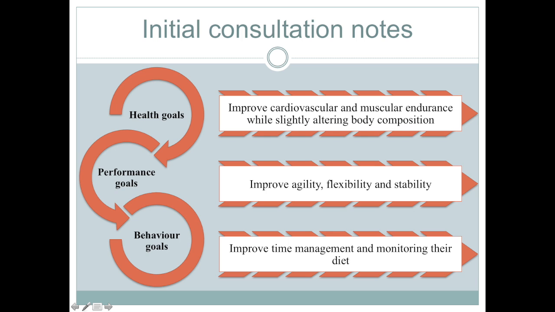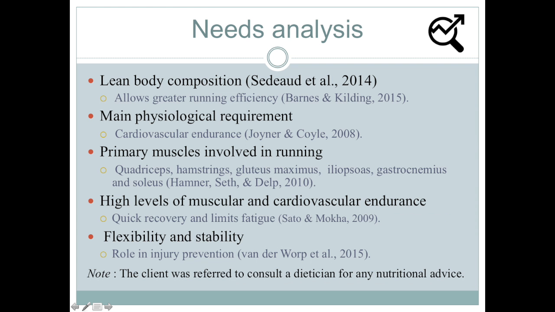Considering all factors and limitations, the client's goals were separated into 3 subcategories. The health goals are to improve cardiovascular and muscular endurance while slightly altering body composition. The performance goals are to improve agility, flexibility, and stability. The behavior-related goals were to improve time management skills between training and university and to monitor their diet by adopting proper eating habits. Before creating an action plan, a needs analysis of distance running was explained to the client.